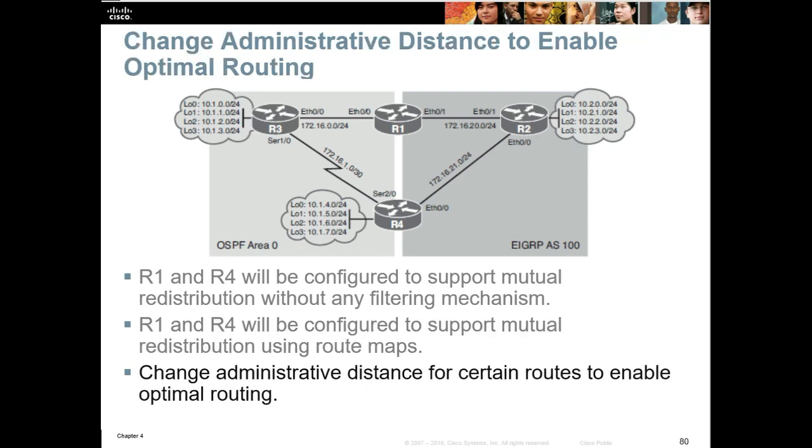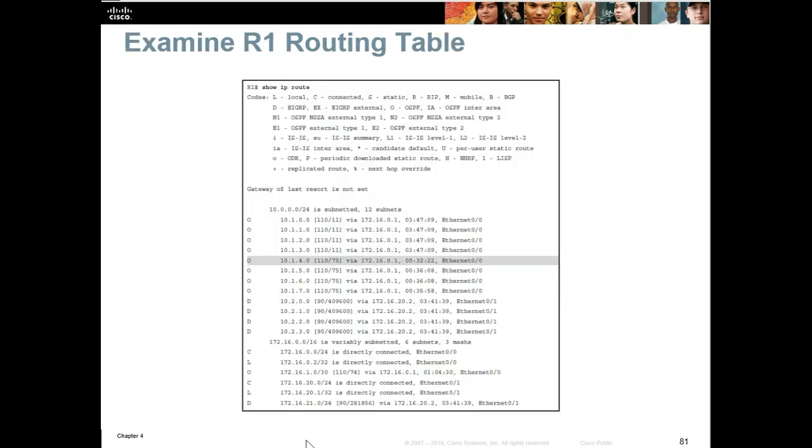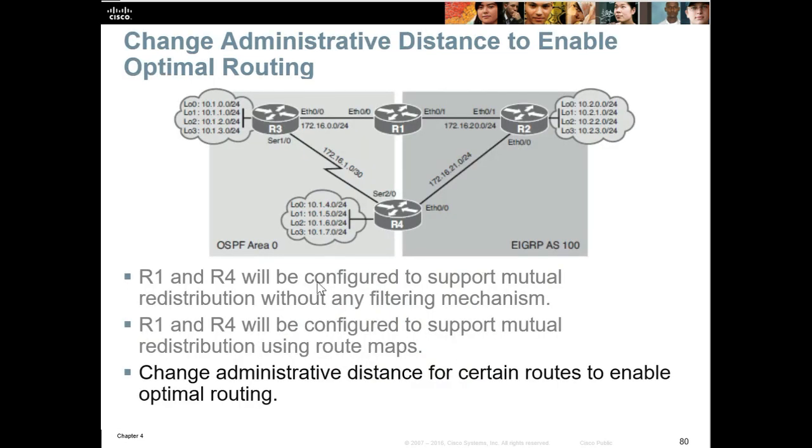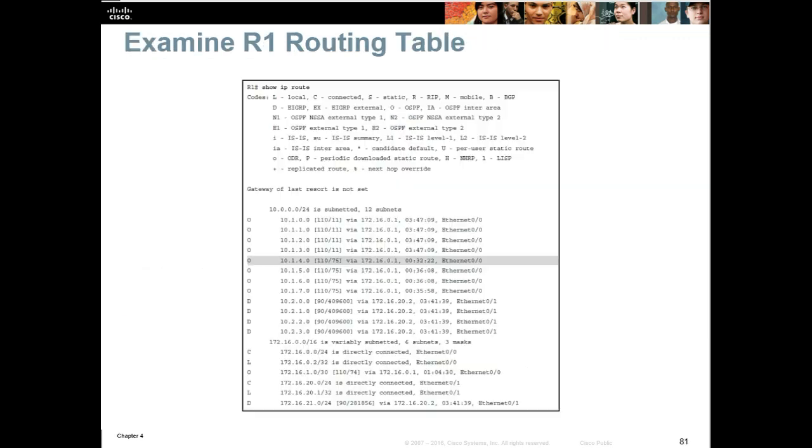Next, kita nak tengok penggunaan route map untuk change administrative distance for certain routes. Okay, so first kita examine the routing table of R1. Okay, so R1 ni the ASBR. Okay, so kita ada satu route being highlighted here, 10.1.4.0. Let's look at where it is. Okay, so 10.1.4 adalah di sini. Okay, and we looked at the routing table of R1. Okay, so 10.1.4.